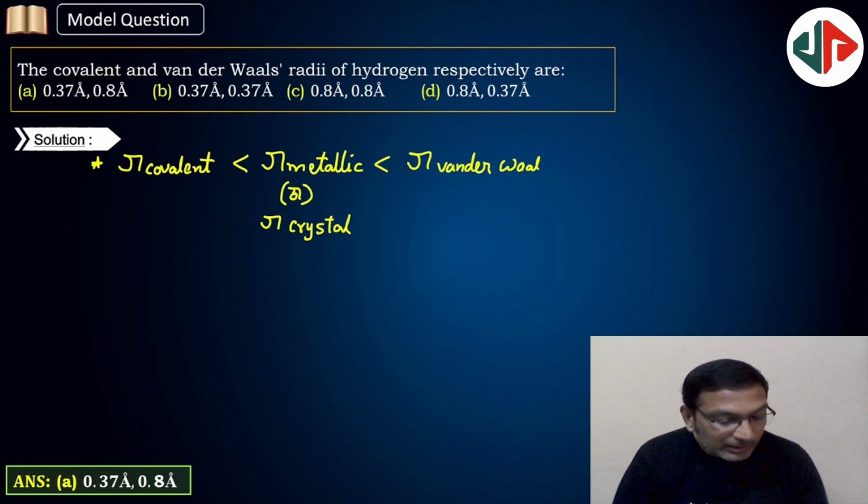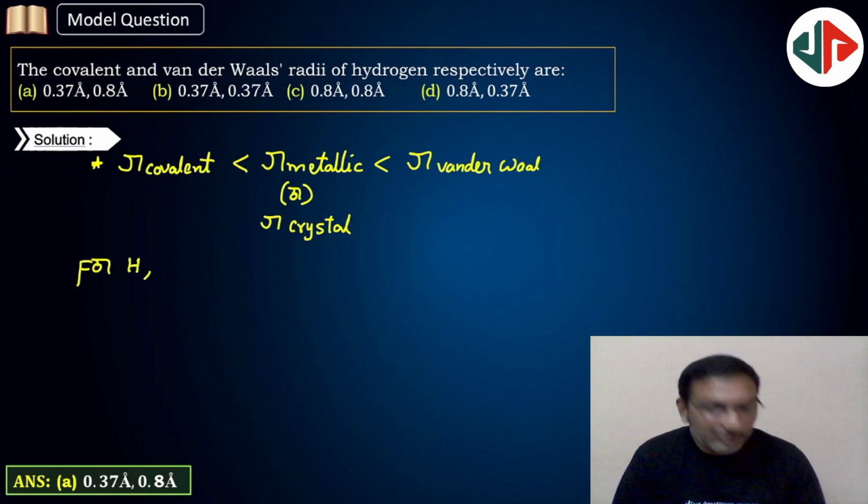So here they are asking the covalent and van der Waals radius order for hydrogen. When compared to covalent radius, van der Waals radius will be more. In the first option, van der Waals radius is more. In option B, both are equal, this is not possible. Option C, both are equal, not possible. Option D, covalent radius is more than van der Waals radius, that is also not possible. Therefore, option A.